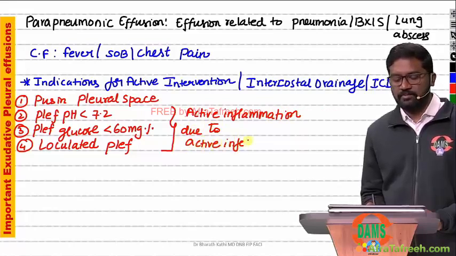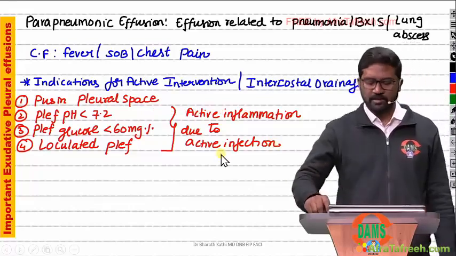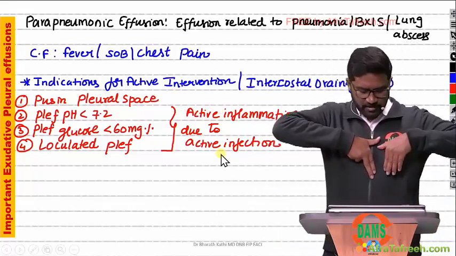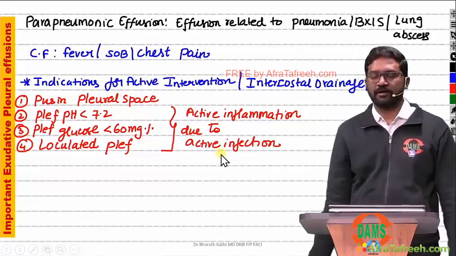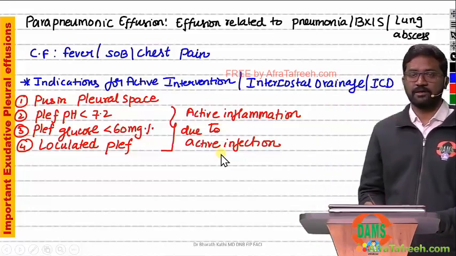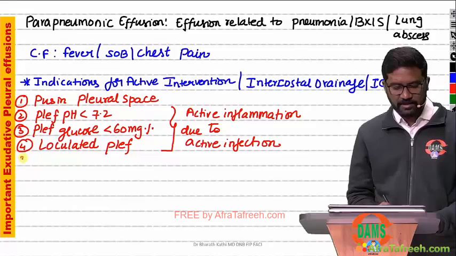Anywhere in the pleural space, if there is active infection, it has to be immediately removed. Why? What is the adjacent compartment to your pleura? It is mediastinum. If that infection migrates into mediastinum, sepsis will develop very, very rapidly. So any active infection in the pleura should be immediately removed.